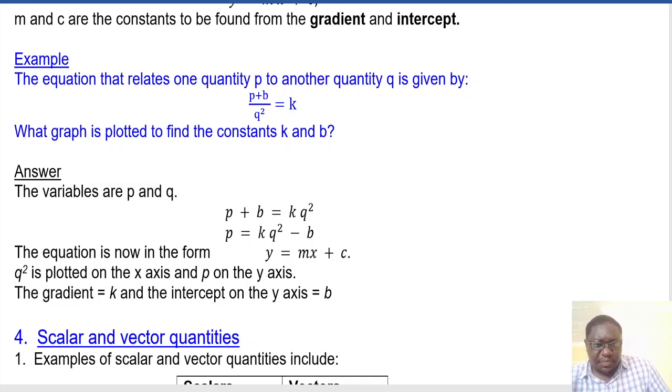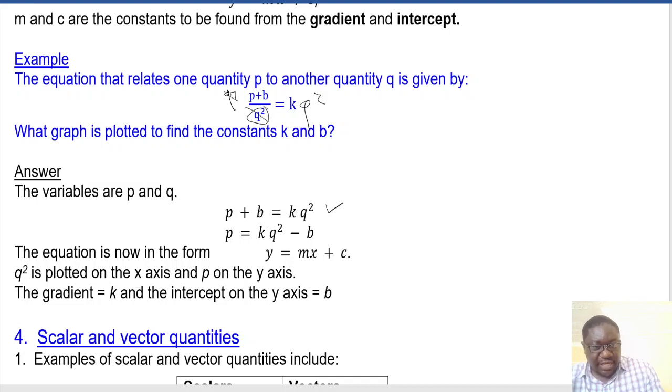Now if you expand this, clearing off the fractions, to remove q squared from there, you've got to multiply both sides by q squared. And then this side it cancels, and you remain with that. So you end up with p plus b is equal to kq squared.